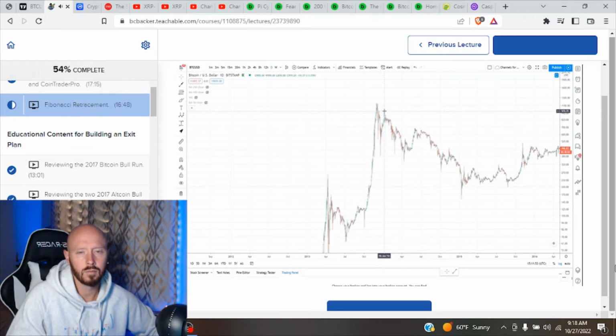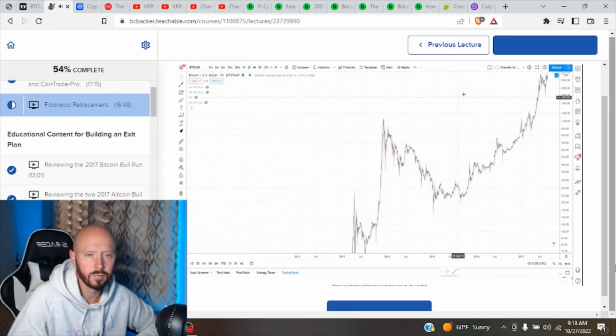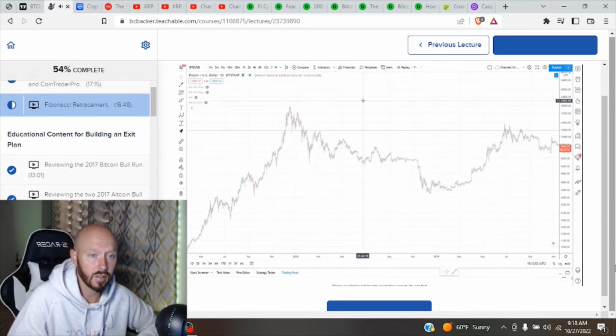I think most people would be pretty satisfied with that type of sell. So yeah, I'd say that the 0.786 was respected right there. If we head over to the most recent crash, that is the one we went over.